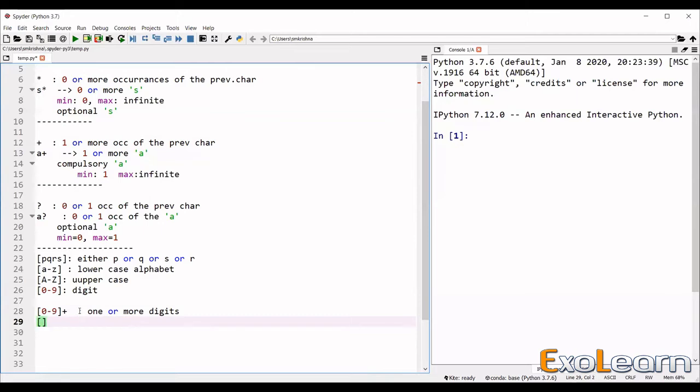Suppose I want any lowercase letter, uppercase letter, or a digit. Then I can combine all three: A to Z, a to z, and 0 to 9. It means any one uppercase letter, lowercase letter, or a digit is expected. Order doesn't matter here. Whether we first write uppercase or lowercase, it doesn't matter at all.